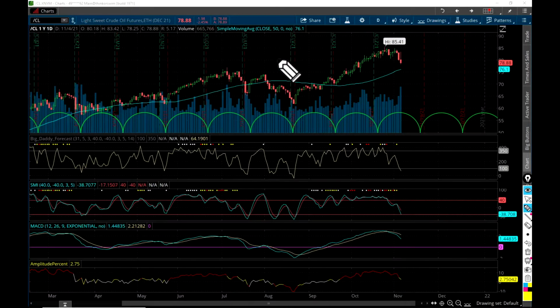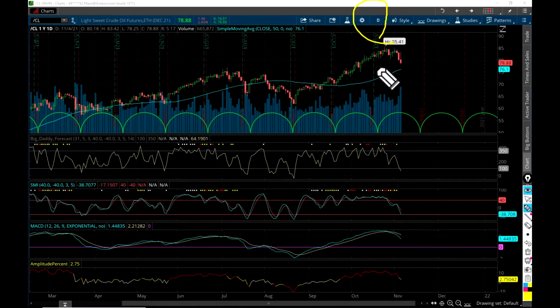All right, everybody, let's do a review of where I think crude oil is going. This is light sweet crude oil futures. These are the December contracts, and the symbol for that is /CL if you're trading on the TD Ameritrade TOS platform. Okay, so let's take a look. This is a daily chart. Looking at the daily chart here.